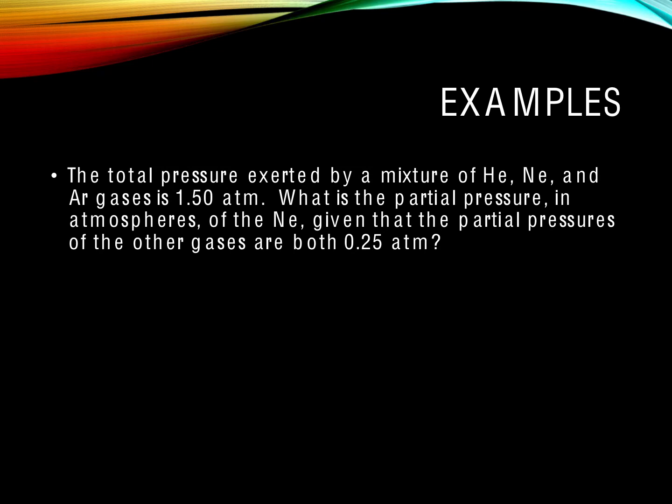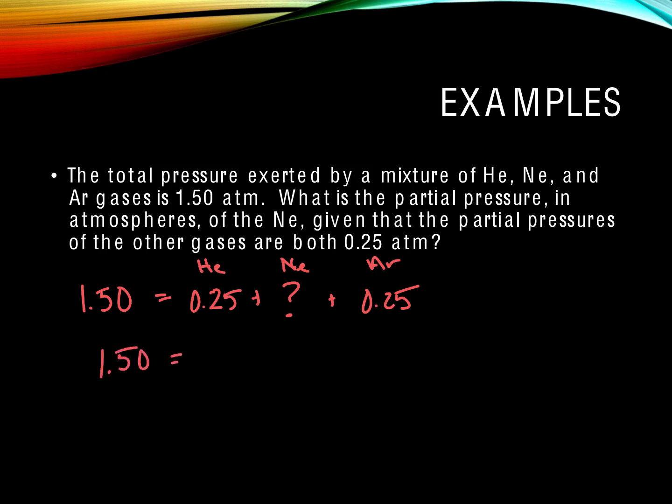So we know the total is the 1.50. We have helium, neon, and argon as our three samples. We don't know the pressure of the neon, but the other two we know are both 0.25. So if we add those two together, we come up with 0.5 plus whatever neon is. So that means that the neon must be 1 atmosphere.